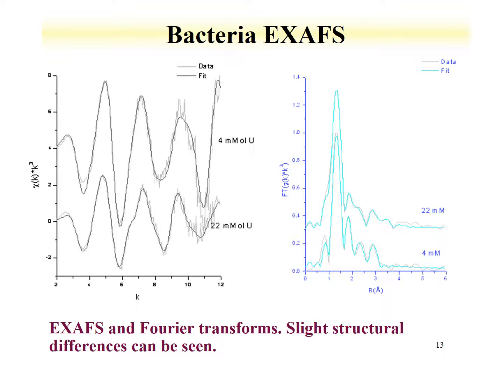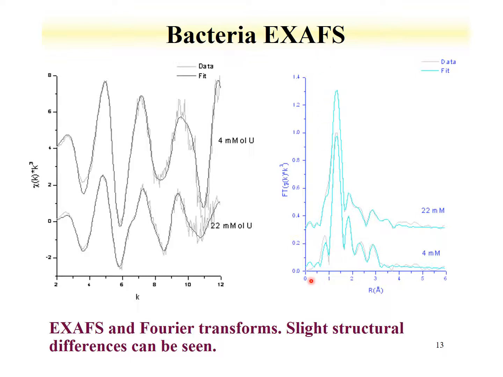Here's an example of some EXAFS of bacteria. We see that this is this oscillation function, this k space, and what this is looking at is the absorption of 22 millimolar uranium and 4 millimolar uranium on bacterial surfaces. And we can take this and convert it through that equation into information that's related to structure, which gives us information about the distance between the uranium and the ligands or atoms on those ligands that are coordinating the uranium. You can get distances, in this case, on the order of 1.5 angstroms.